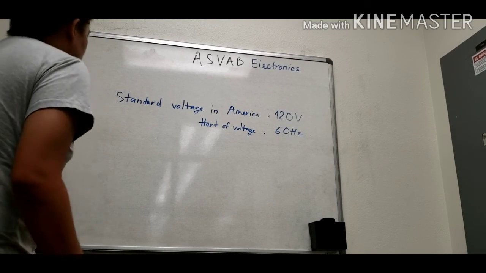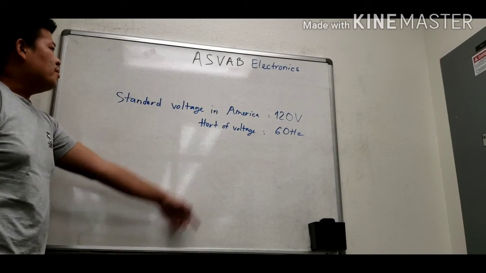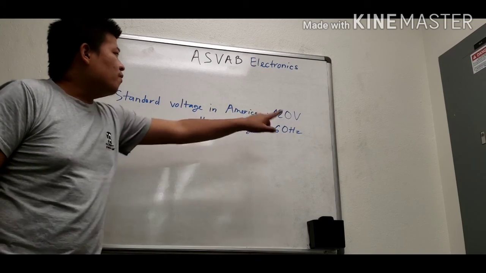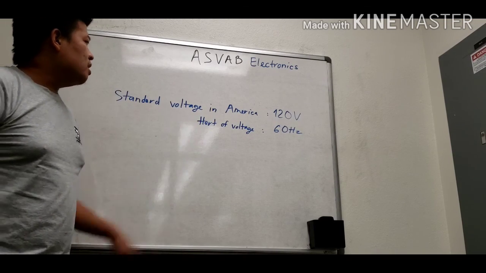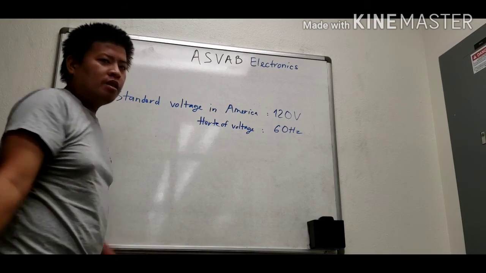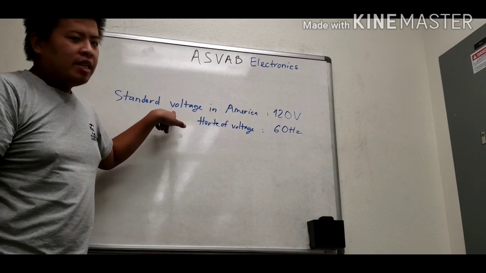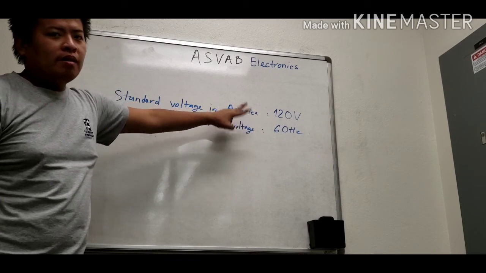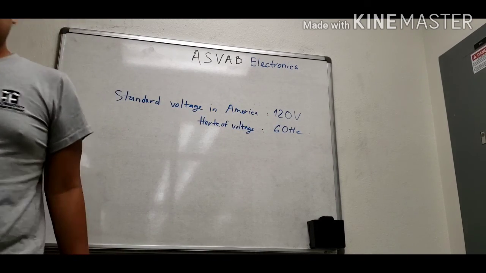So the next one is about the standard voltage in America. The standard voltage in America is about 120 volts, and the hertz is the frequency of the AC. That's about 60 hertz. These two numbers you should remember because they are on the test too.